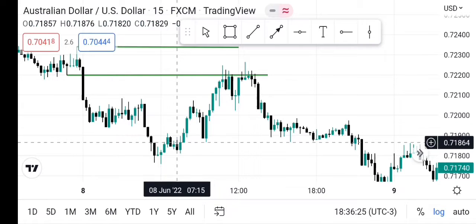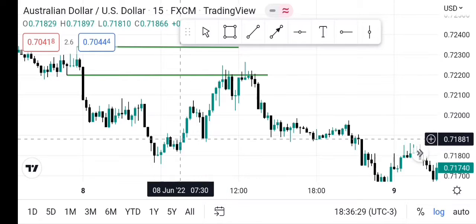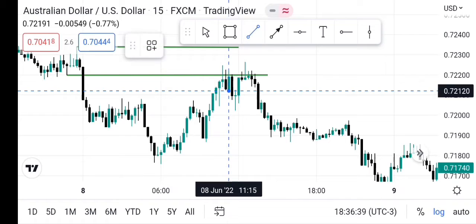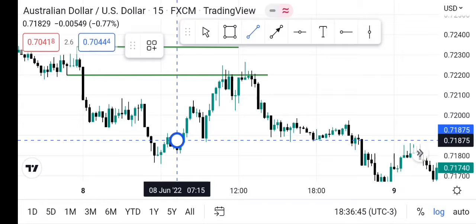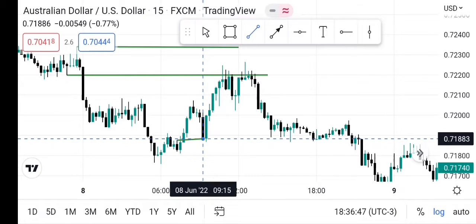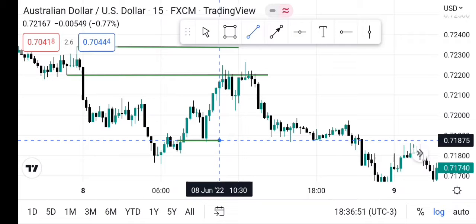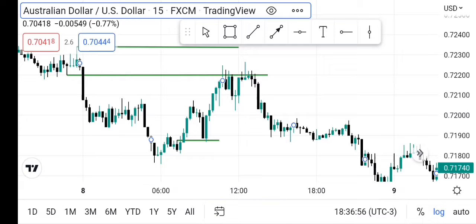Now I want us to take this level, the high of this bearish candle right here, and draw it out in front and see how price reacted to that level. Let's take the high of that level here. See how price reacted to that level. Are you seeing how price reacted to that level?